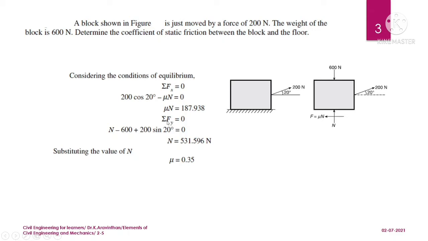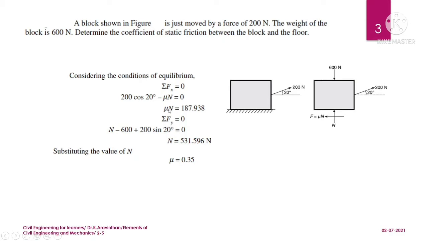Let us keep this, and we will be resolving it vertically. If you resolve vertically, N is plus. So N is acting upward, that is plus N, and 600 is acting downward, that is minus 600, and 200 can be resolved vertically, and 200 sine 20, which is plus. If you resolve this, you will be getting N, and the only unknown is N here. So N we have found out as 531.59.